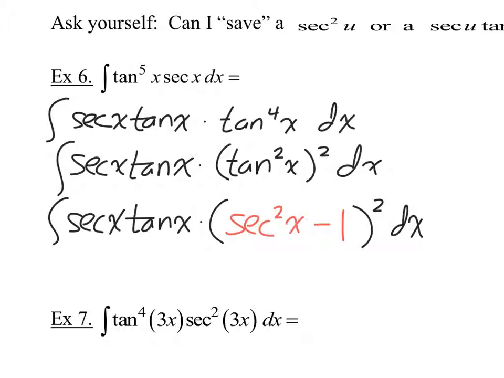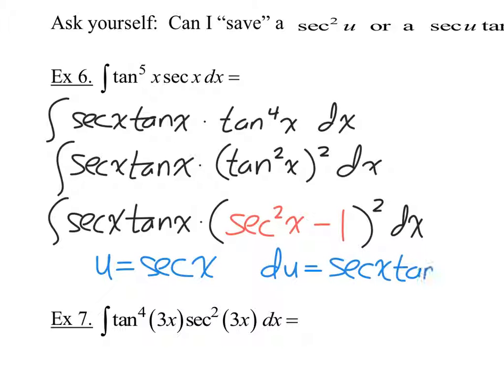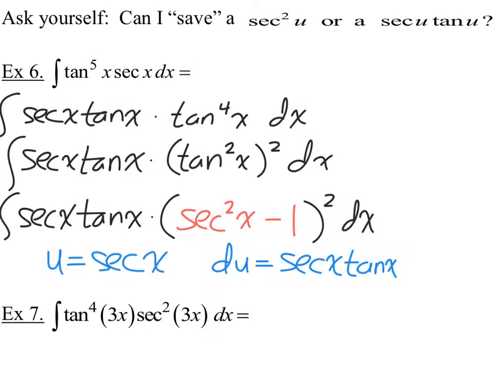And I'll define my u as secant x, making du equal to secant x tan x dx. So a lot of things are going to cancel out here, or at least, well, actually one factor is going to cancel out, but a lot of things are going to clean up nicely, right?